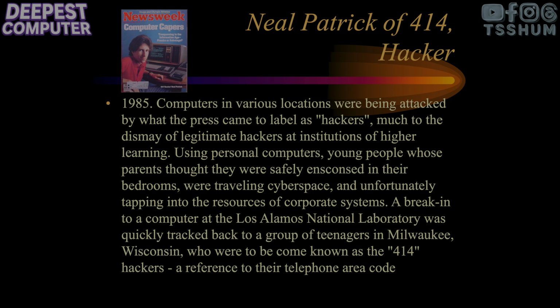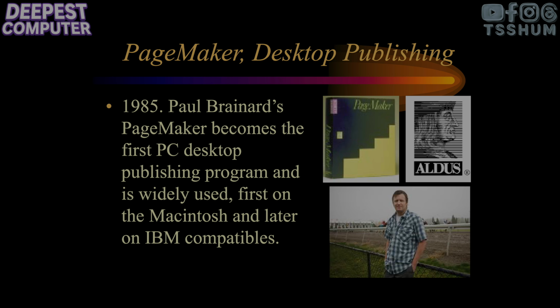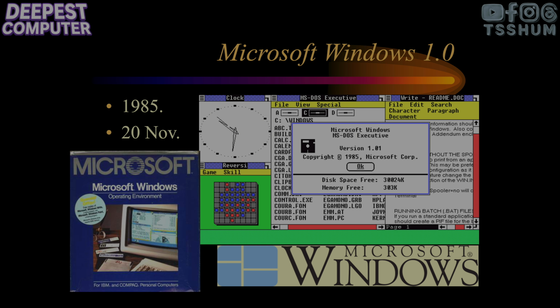The term hackers gained media attention in 1985 as computers were attacked. A break-in at Los Alamos National Laboratory was traced to a group of teenagers in Milwaukee, known as the 414 Hackers. Paul Brainerd's PageMaker became the first PC desktop publishing program in 1985. It was widely used, initially on the Macintosh, and later on IBM compatibles. Microsoft Windows 1.0 was launched on November 20, 1985, beginning Microsoft's move into graphical operating systems.